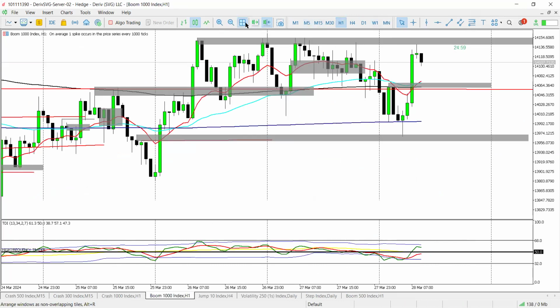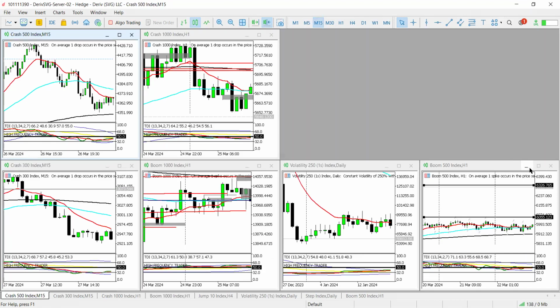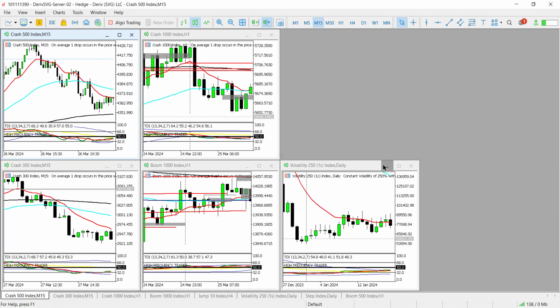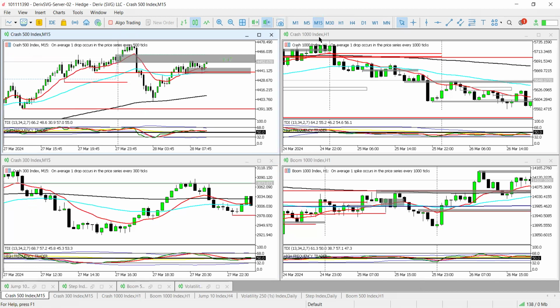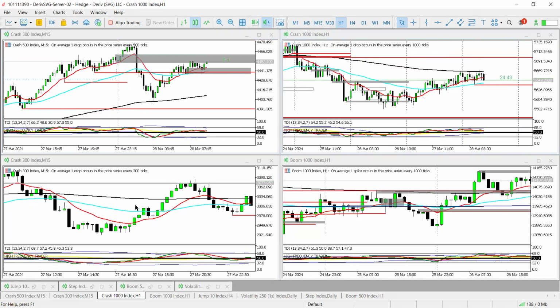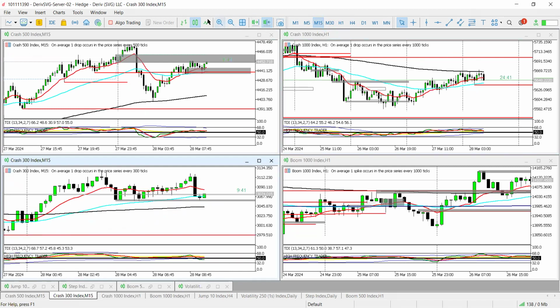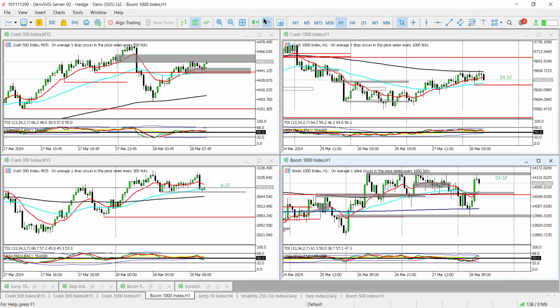So today, I'm not looking at these. I'll only be having these four on my watch list for today: C5, C1, C3, and B1000. So that's it from me today, guys.